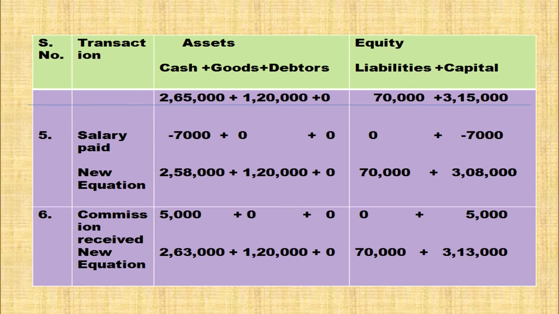Commission received, income is coming inside the business, so cash is increasing, capital is increasing. In the cash column, add 5,000. In the capital column, add 5,000. Then you will get the new accounting equation as cash worth rupees 2,63,000 plus goods worth rupees 1,20,000. That is a total of 3,83,000 on the asset side, and liabilities plus capital also 3,83,000: 70,000 liability and 3,13,000 capital.